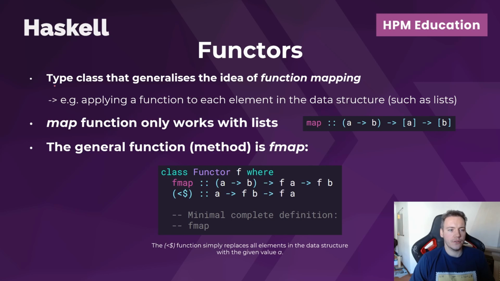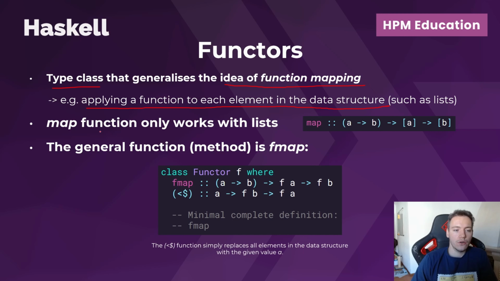Functors, as we already mentioned, are a type class, and the idea that they generalize is the idea of function mapping. So we already saw function mapping with lists with the map function. In general, we can think of function mapping as applying a function to each element in the data structure. Maybe not necessarily to each element, but a function mapping defines, for a given data structure, what it means to map a function over this structure. So for lists, it means apply the function to each element of the list. For other types, it could mean something slightly different. We'll see soon.